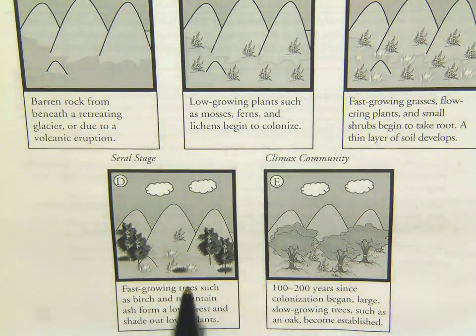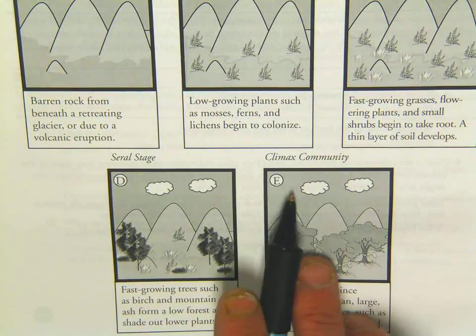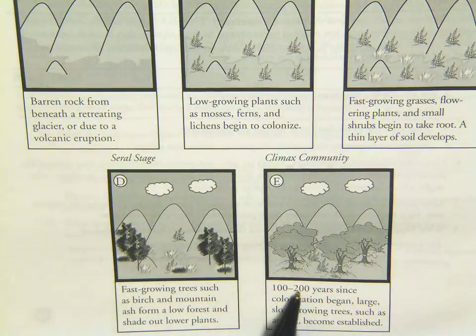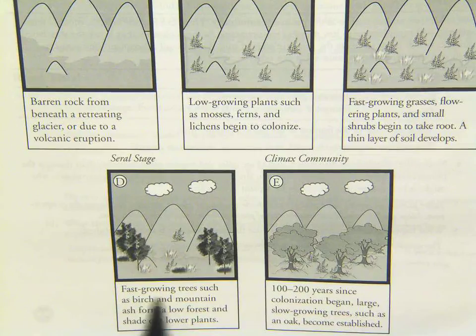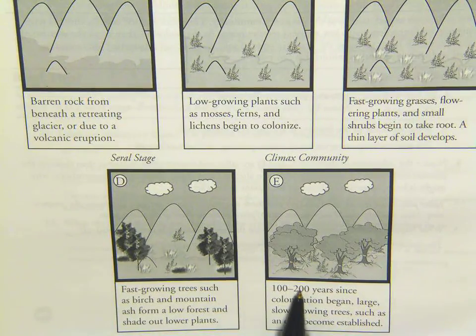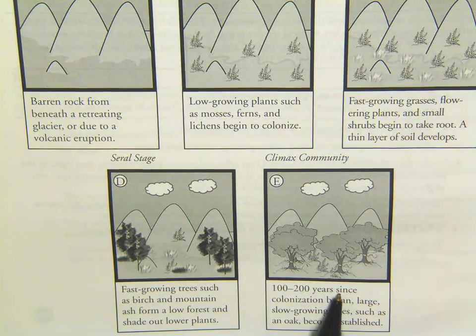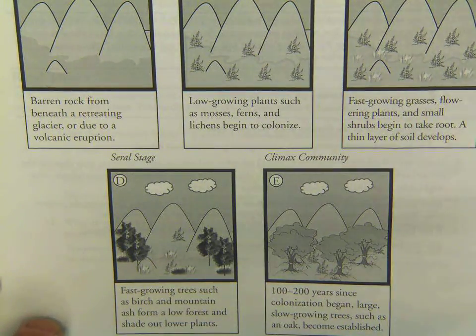And then again, as part of the cereal stage, and then for the climax community, you can see this is taking place over a long period of time. But basically, fast-growing trees such as birchwood and mountain ash form a low forest, basically shade out the lower plants, and that would block the sunlight from the lower plants, so they would kind of die out. And in the climax community, 100 to 200 years since colonization began, large, slow-growing trees such as an oak become established.